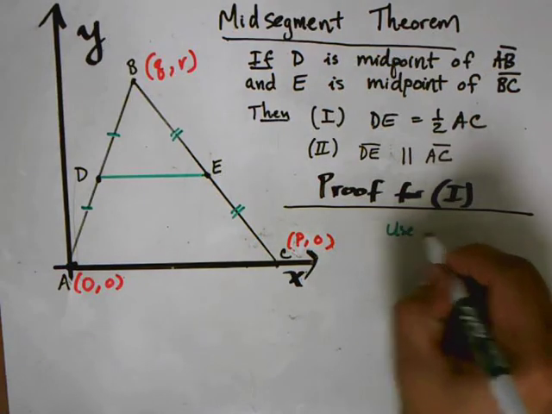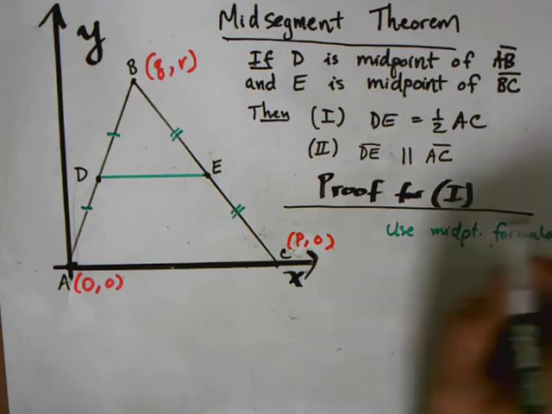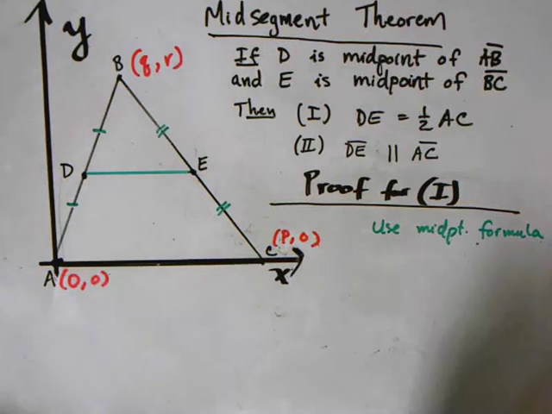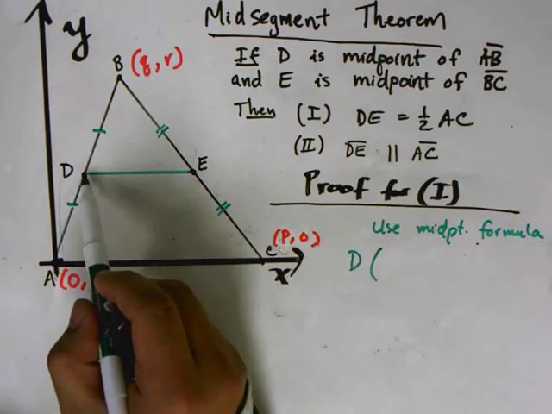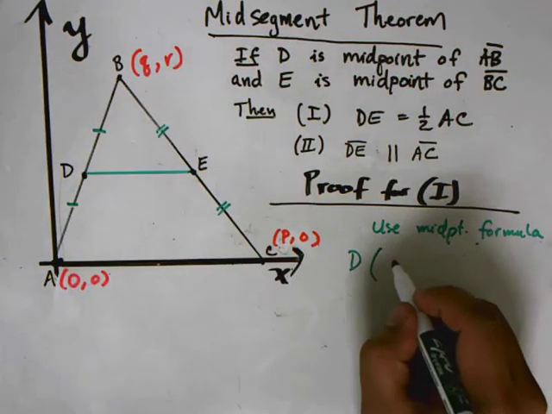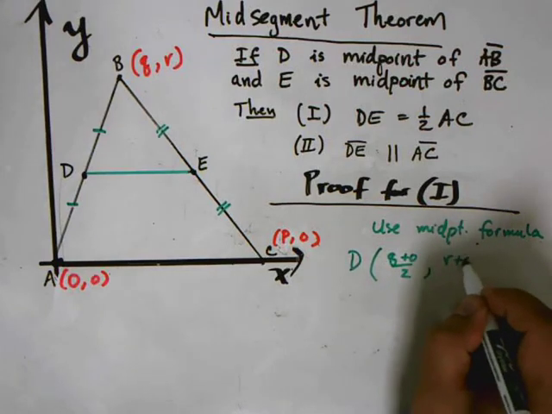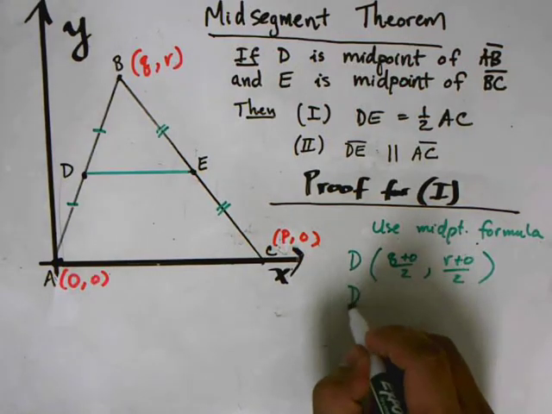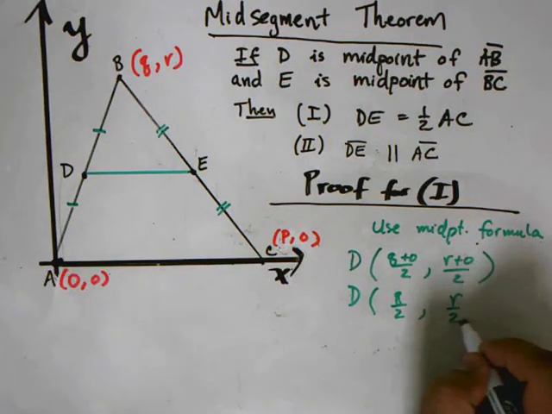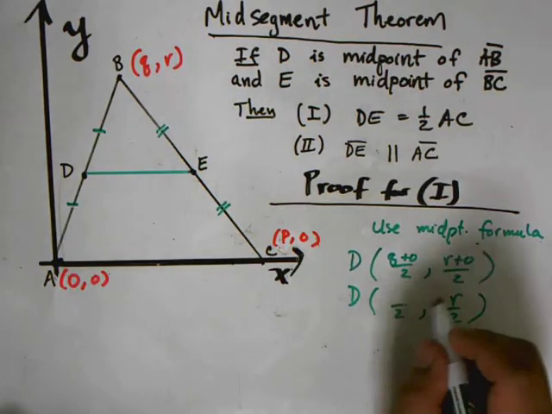Use the midpoint formula for the coordinates of D and E. So D is, since it's the midpoint between A and B, we apply the midpoint formula to A and B. So it's going to be (Q plus 0)/2, (R plus 0)/2. In other words, the coordinates of D are (Q/2, R/2). Let's make this Q look more like a cube.